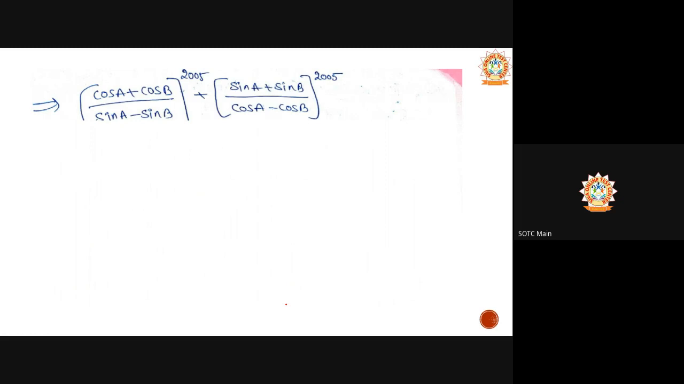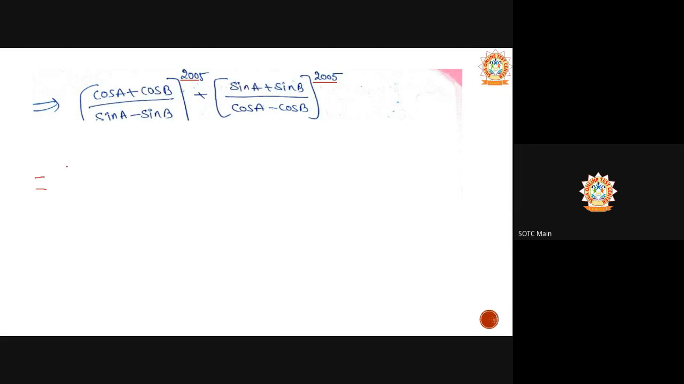(Cos A plus cos B) divided by (sin A minus sin B), whole power 2005, plus (sin A plus sin B) divided by (cos A minus cos B), whole power 2005. Just try to apply the formulas: cos C plus cos D, sin C minus sin D, sin C plus sin D, cos C minus cos D. Tell me, we can solve. Just keep this 2005 whole power separately. We can solve it later.